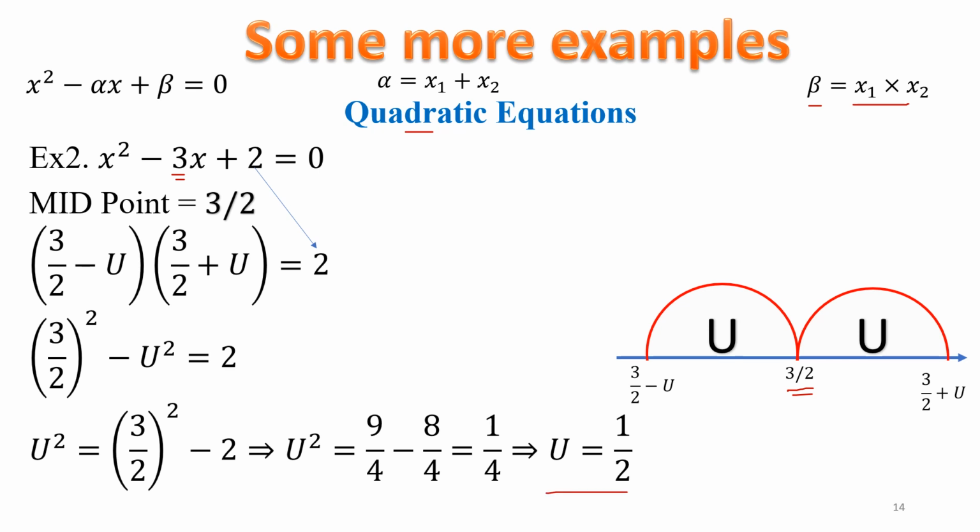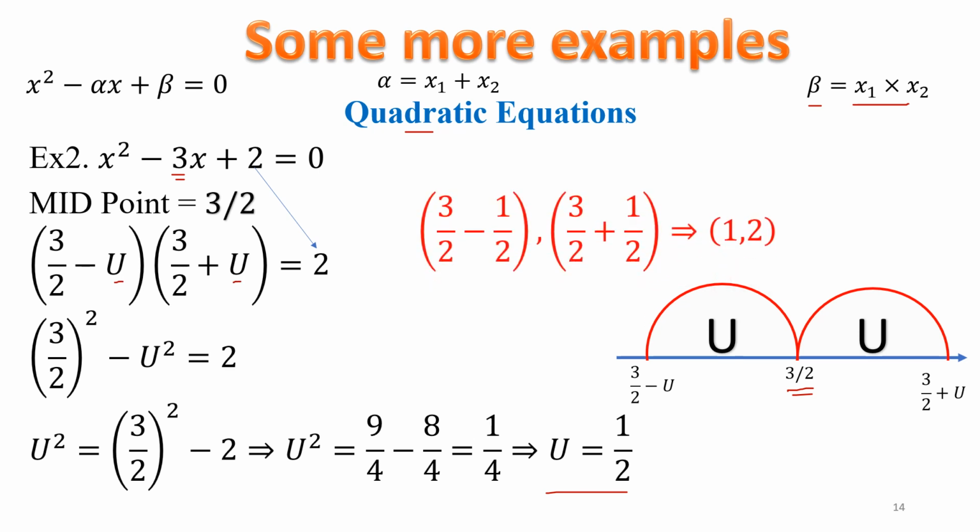The moment you obtain u, you can employ it in this place so that you can find the roots. So 3 by 2 minus u, u being replaced by 1 by 2. 3 by 2 plus u, again 1 by 2. So 3 by 2 minus 1 by 2 is 1. 3 by 2 plus 1 by 2 is 2. So 1 and 2 are the roots of the equation.